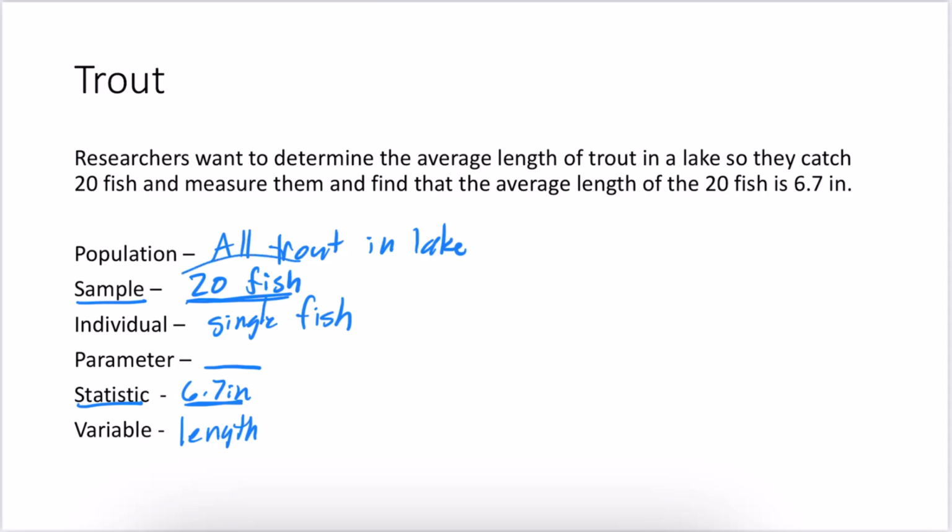And assuming that our sample is a fair representative of the population as a whole, then that's a reasonable assumption to make, that the parameter would be about 6.7 inches. So that's how those definitions work.